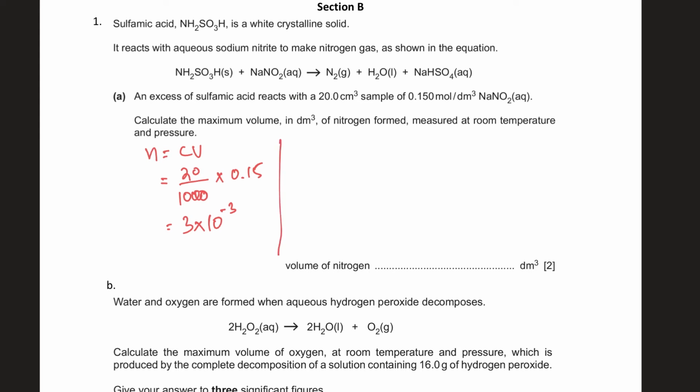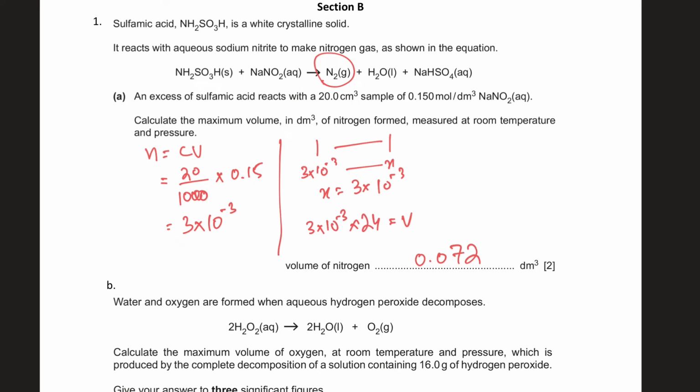Now, judging by that, I know that 1 mole produces 1 mole of the nitrogen volume. So 3 into 10 to the power of minus 3 will produce the same. That's going to be 3 into 10 to the power of minus 3. Now, the volume of 1 mole of any gas is 24 dm cube. So I'm going to use that idea. 3 into 10 to the power of minus 3 times 24 will give me the volume of nitrogen I get, which comes out to be 0.072 dm cube. It's important to pay attention to the unit here. If they had given us cm cube, then we would have to convert it by multiplying by 1000.